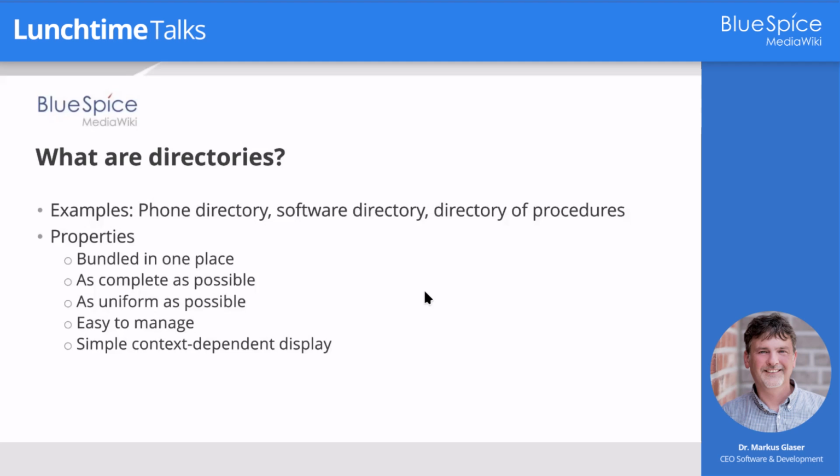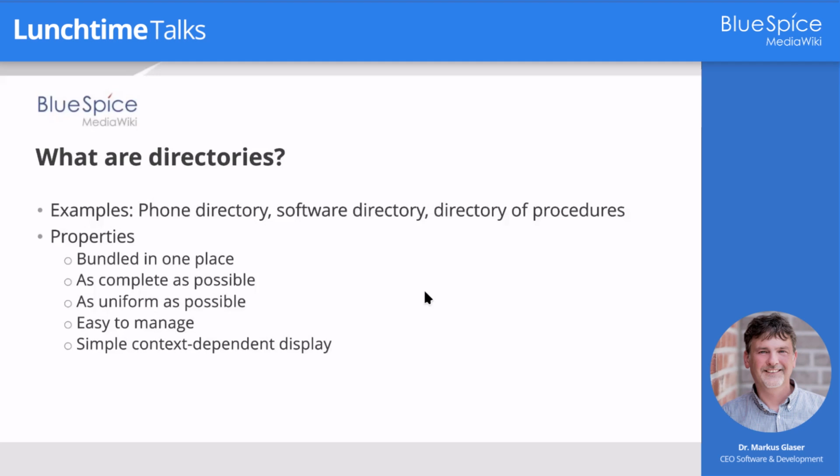A phone directory collects names and phone numbers. A software directory collects the software you use in your company, for example, and it always has the same kind of structure. Let's say in a software directory, one entry consists of the name of the software, its version, maybe what kind of licenses are used, maybe who's the other side of the contract, maybe some tips and tricks, but it's always the same stuff you expect there. So it has a common structure.